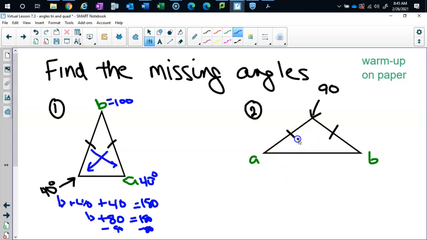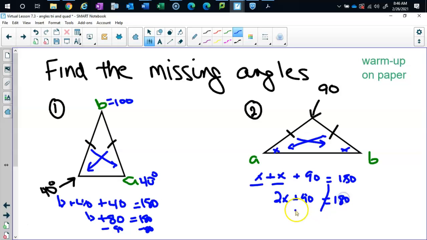All right, well, what we should have done here is recognize that these two angles have to be congruent because they are opposite congruent sides. So X and X. So our equation is going to be X plus X plus 90 equals 180. X plus X is 2X plus 90 equals 180. Subtract 90 from both sides. And I have 2X is 90. Divide both sides by 2. X is 45. So this angle will be 45, and this angle will be 45.